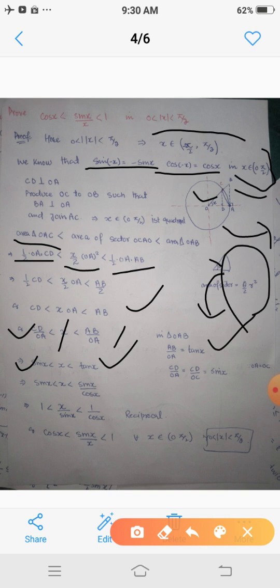Or we can simply write, by dividing by sin x, 1 less than x upon sin x less than 1 upon cos x. Now when we take the reciprocals, the inequality changes. This means that cos x, the reciprocal of 1 by cos x, becomes smaller than sin x upon x less than 1 for all x belonging to 0 to pi by 2. Similarly, we can prove it when x belongs to minus pi by 2 to 0. So in a nutshell, we can say that cos x less than sin x upon x less than 1 if 0 less than mod x less than pi by 2.